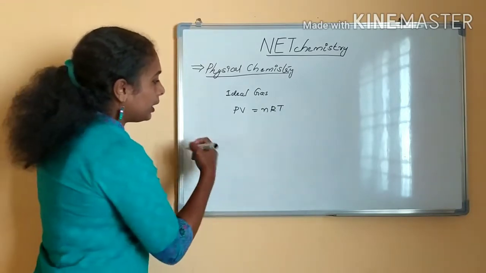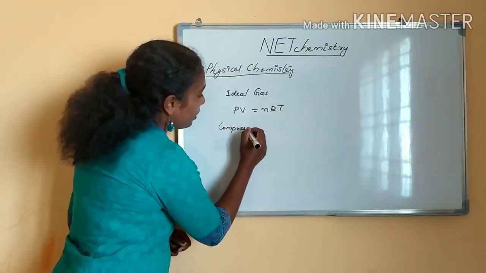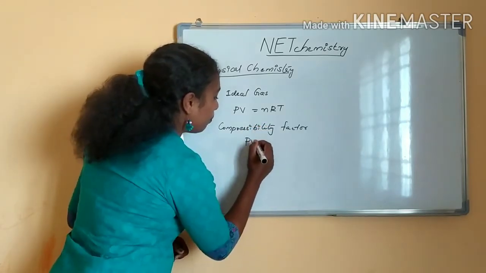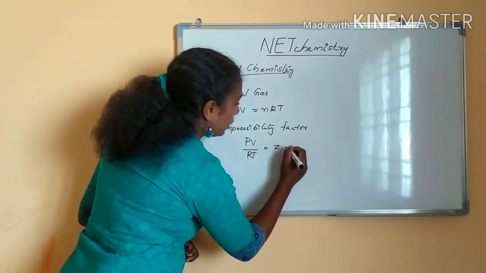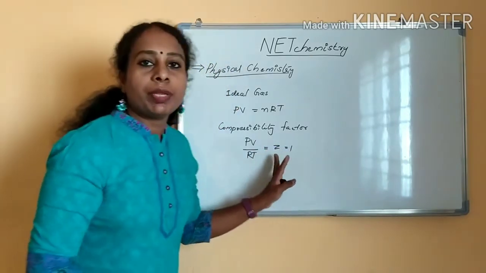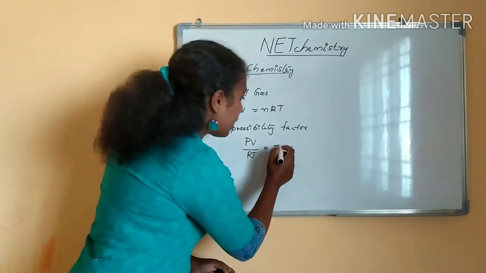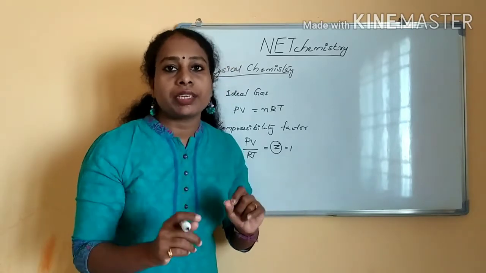So next I am writing the compressibility factor. You have heard of the compressibility factor? PV by RT is equal to Z. That is, Z is the compressibility factor. And for an ideal gas, this compressibility factor will be 1.